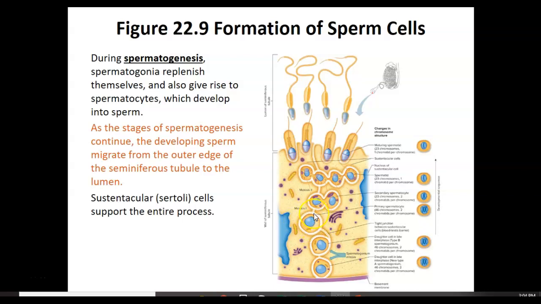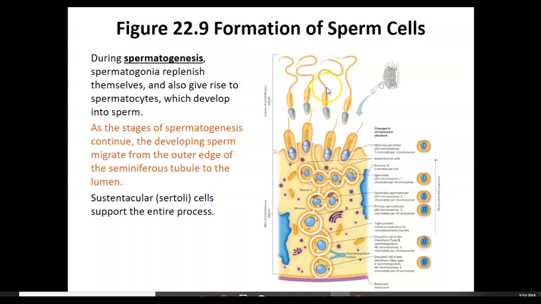This is your primary spermatocyte right here. The primary spermatocyte is then going to divide and become the secondary spermatocyte, and then eventually we're going to get to our spermatids. Remember, 1 becomes 4. And then notice this here is the basement membrane. This is essentially the outer area of the testicle, and we're moving closer and closer interior to the lumen.